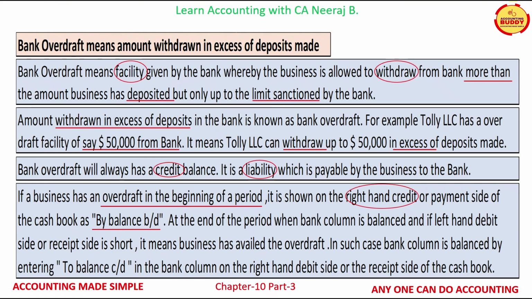At the end of the period when the bank column is balanced and if the left hand debit side or the receipt side is short, it means the business has availed the overdraft. In such a case, the bank column is balanced by writing the words to balance brought down in the bank column on the left hand debit side or the receipt side of the cash book.